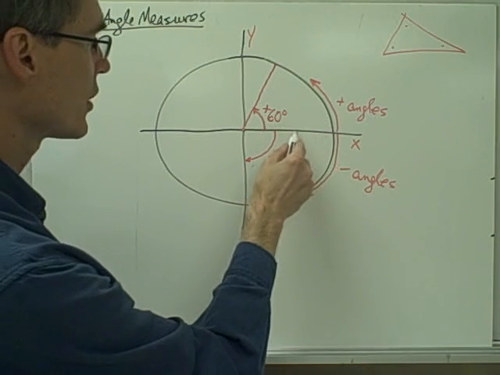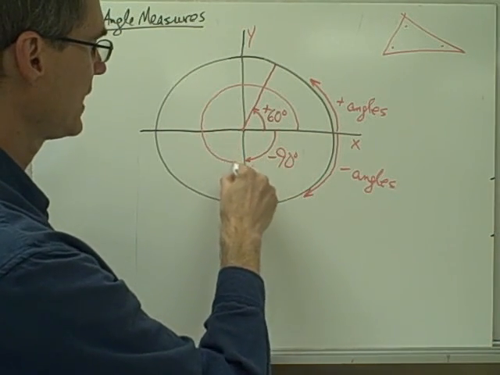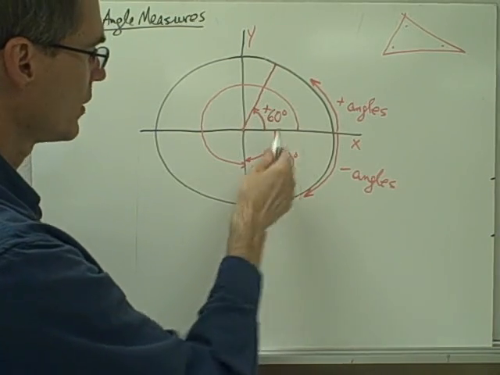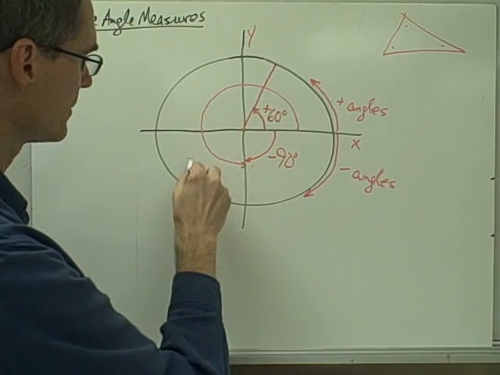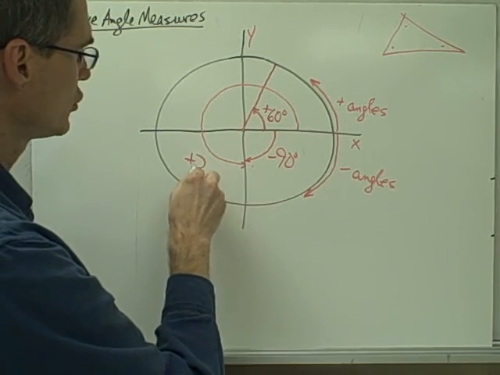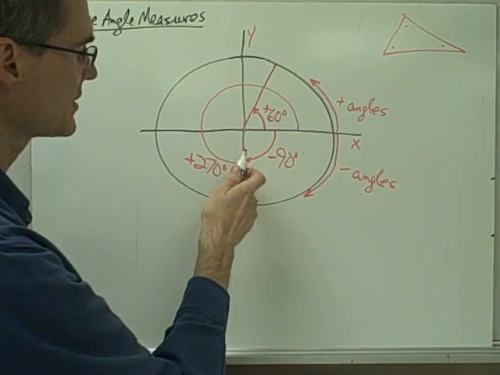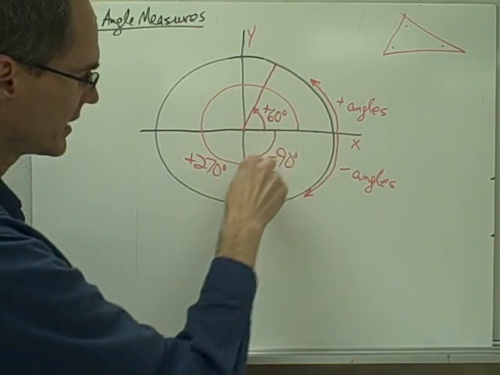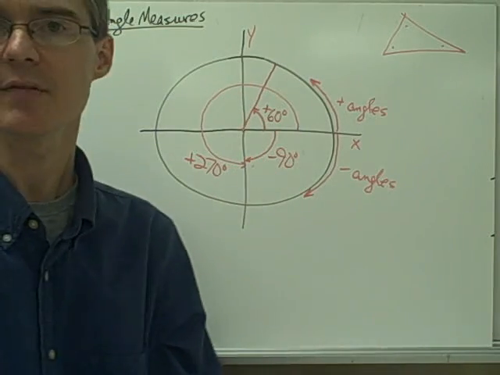If I were to start right here and walk around my lake to this same place here, well, now this angle here is not going to be negative 90 degrees. This angle right here is going to be positive 270 degrees. Even though I ended up at the same place as far as the angle is concerned, this would be negative 90 and this would be positive 270.